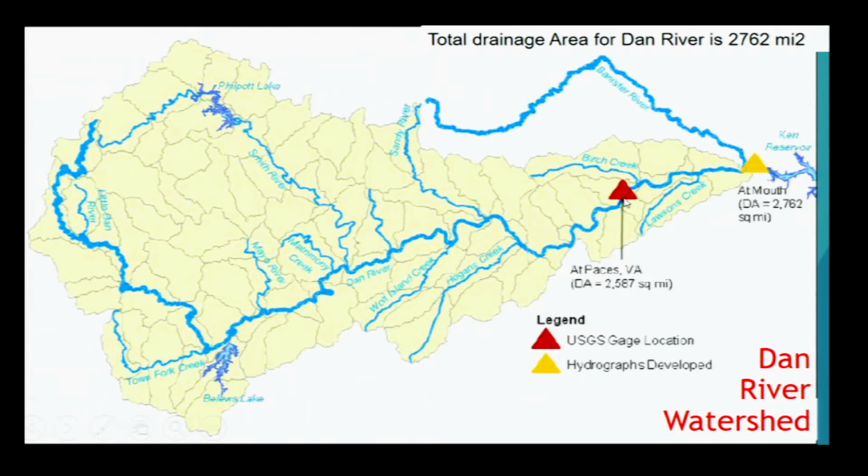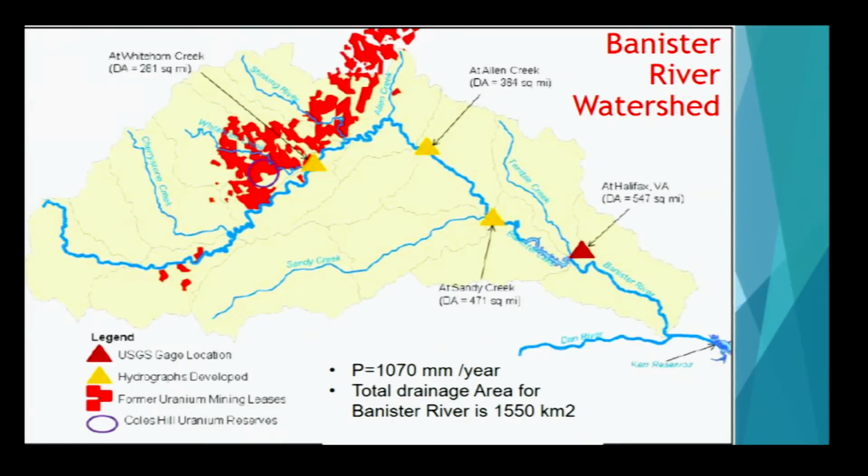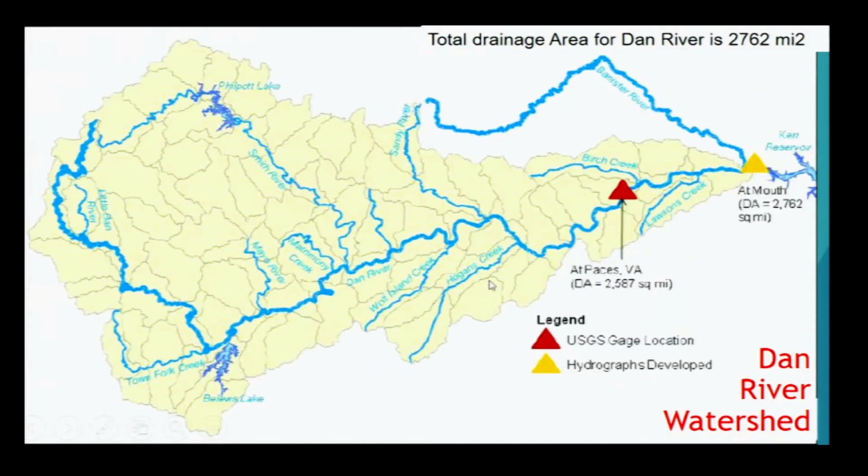Here we have an additional USGS gauging station, and at this particular location where we have the yellow triangle, hydrographs were developed for different flows. The same thing happened here. Wherever you see the yellow triangles, for each one of those, hydrographs for different return periods, different frequencies, were developed as part of the hydrologic analysis.